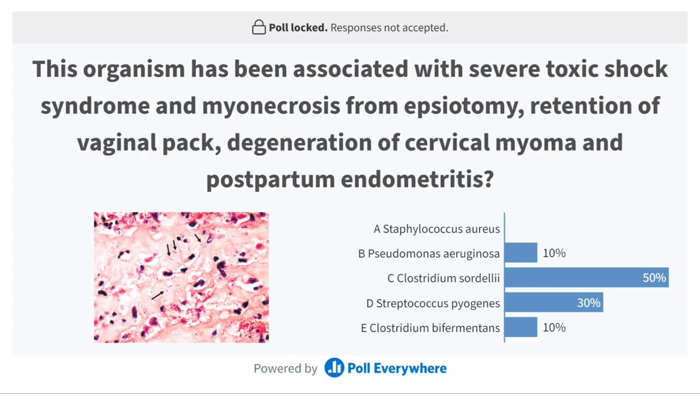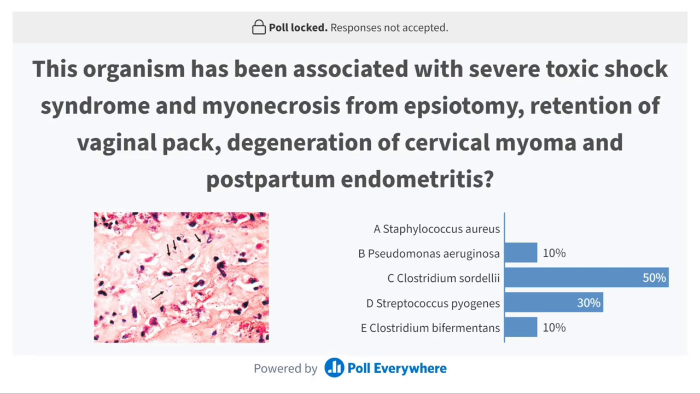So if you notice, the clinical scenario is severe toxic shock syndrome. What are the major organisms that give you toxic shock syndrome? Anybody? Staph. Strep, Clostridium, anaerobic infection. Thank you, Suhail. Yes, right. Your staph, strep, anaerobes, Clostridium.